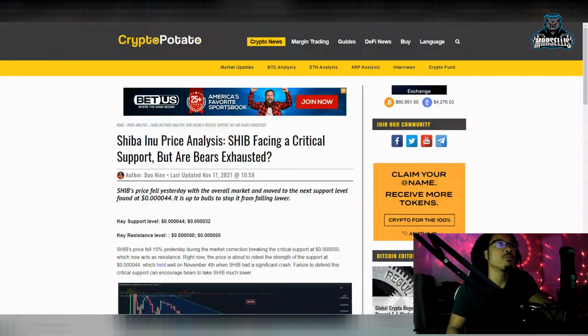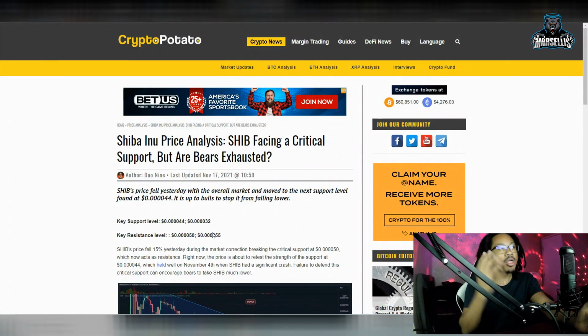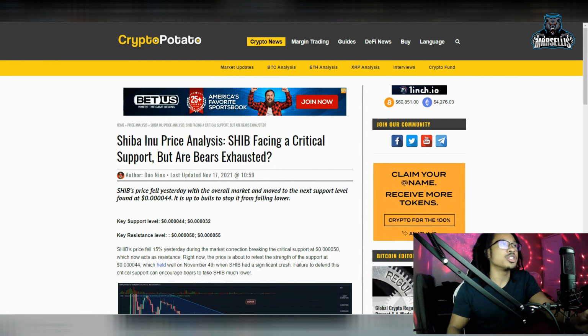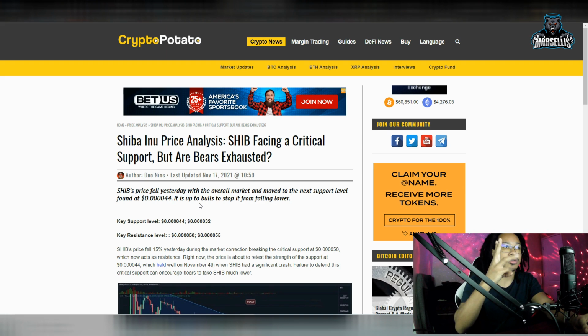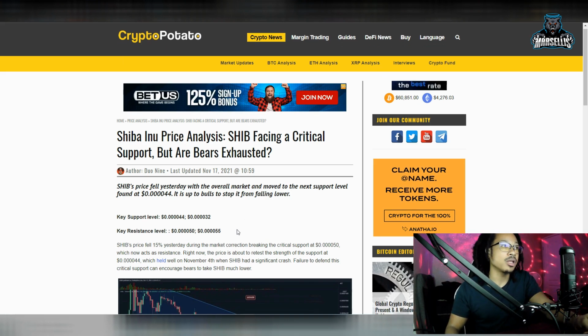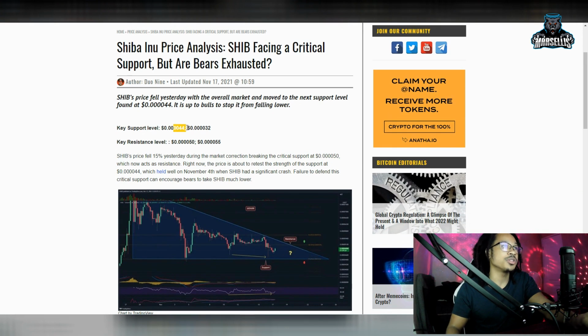Let's go over other people's perspective here. So over here, you can see a Shiba Inu price analysis: Shib facing a critical support, but are bears exhausted? Shib's price fell yesterday all the way down to the next support level of 0.00004. So it is now up to the bulls to stop it from falling lower. Our key support levels are 0.00004 and then 0.000032.